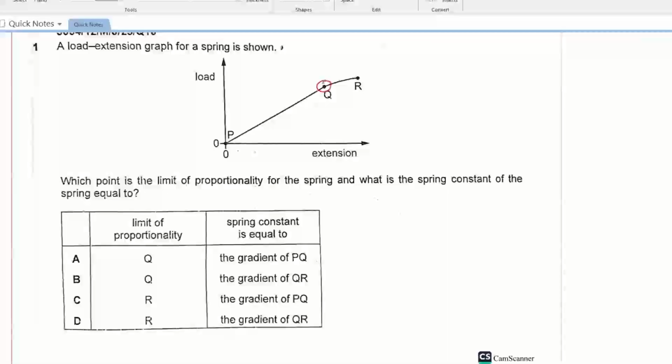This is the point till which the force versus extension graph is linear. Hence, this is your limit of proportionality. You can say Q is your limit of proportionality. C and D will get cancelled out. What is your spring constant? Spring constant is the gradient of the force versus extension graph before the limit of proportionality. So it is the gradient of line PQ.